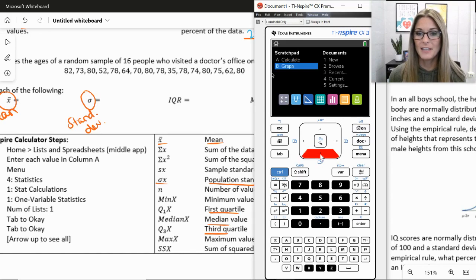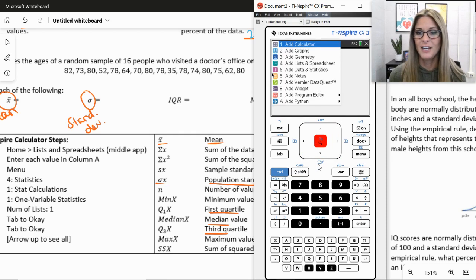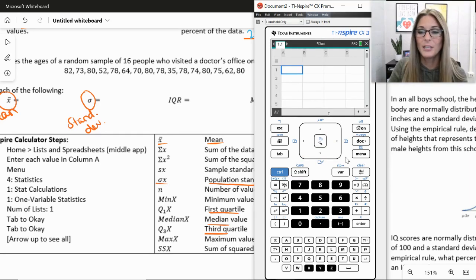A couple of ways you can get there: you can come down here to the apps at the bottom, and that center one is Lists & Spreadsheets. If you want to navigate there, that's where we're going. Or from a new document, instead of adding a calculator or graphs, you can add Lists & Spreadsheets. So we're going to list all of our values into column A, starting with 82, 73.